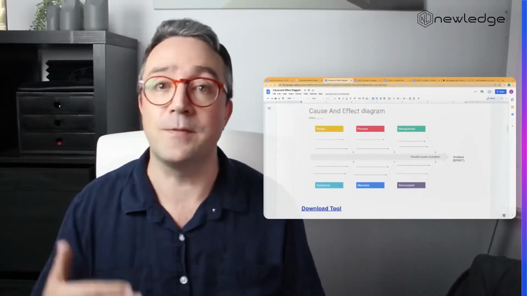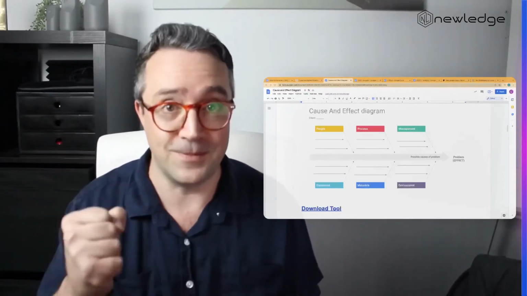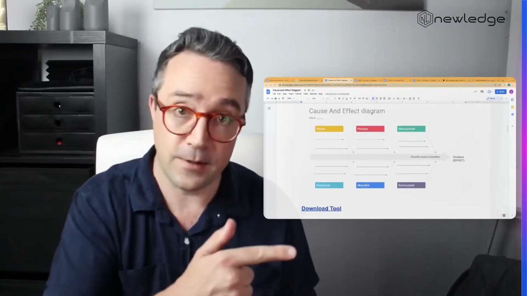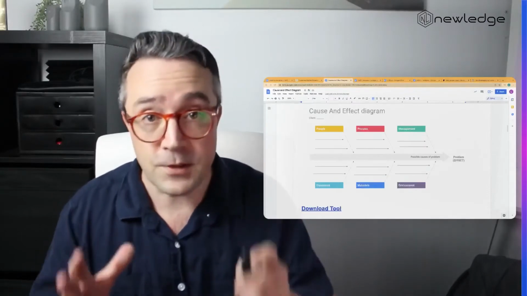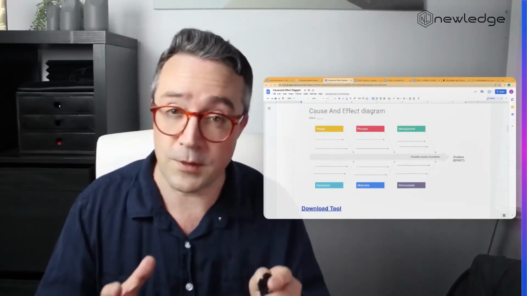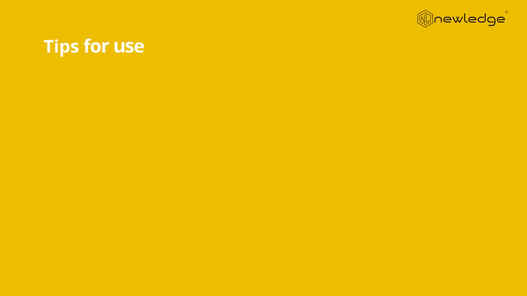The starting point for creating each diagram lies in identification of a problem. When constructing the diagram, this is known as the effect that you can see on the right-hand side of the diagram. The bones display the types of variables that might play a role in the root cause of the problem. So let's take a look. We've got some tips for use.